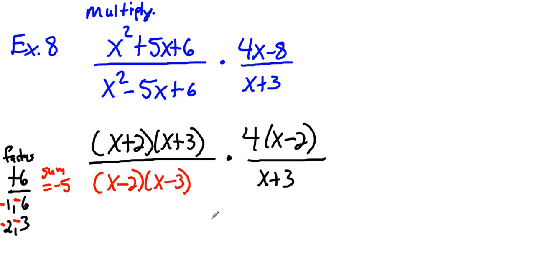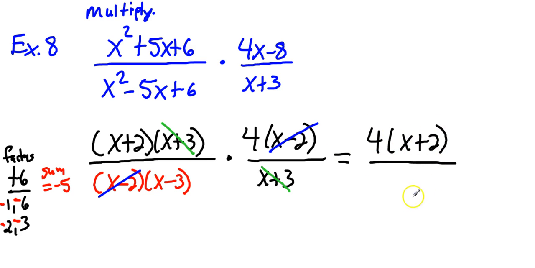Okay, so there was the first step. We factored everything as much as you possibly can, and once you factored it, now you're going to cancel. We've got an x plus 3 here and here. You've got an x minus 2 here and here, and that's all that's left over. So now you go back and multiply everything together that's left over. Well, that's 4 times x plus 2, and that's over x minus 3.